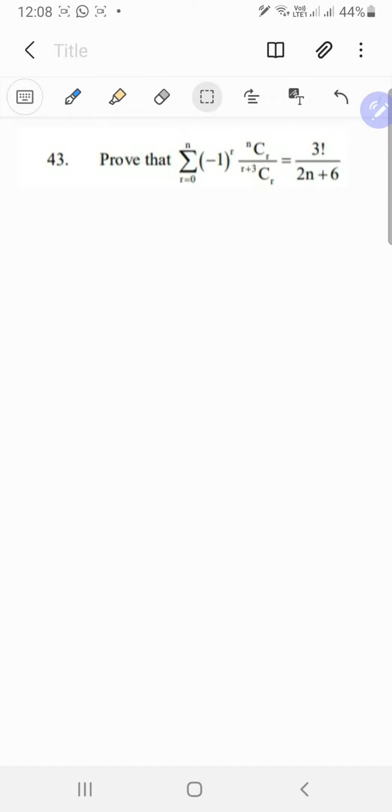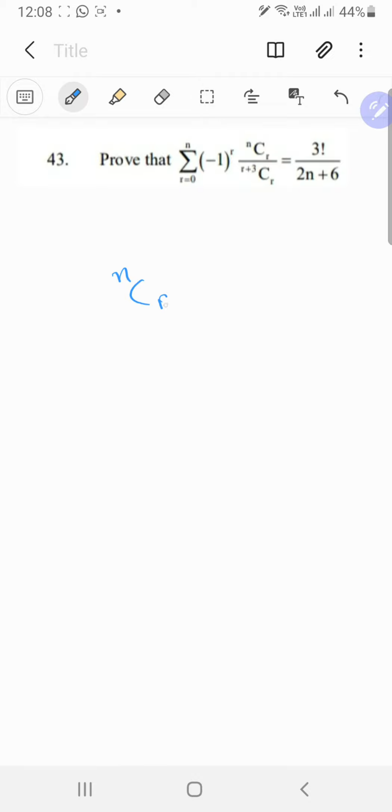Okay, so we have to prove that the summation from r equals 0 to n of (-1)^r nCr upon r+3Cr is equal to 3 factorial upon 2n+6. I know, it's frightening. Okay, so r+3Cr is the same thing as r+3C3. So let's deal with this thing first of all.